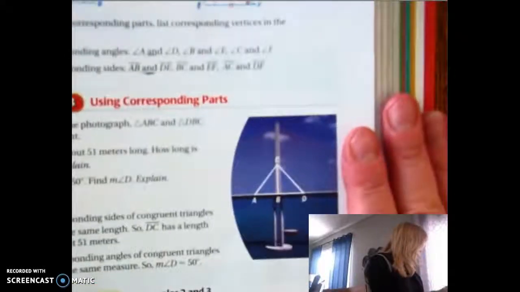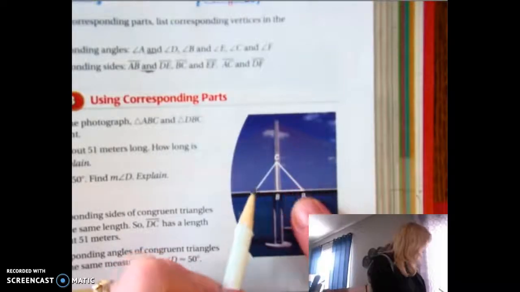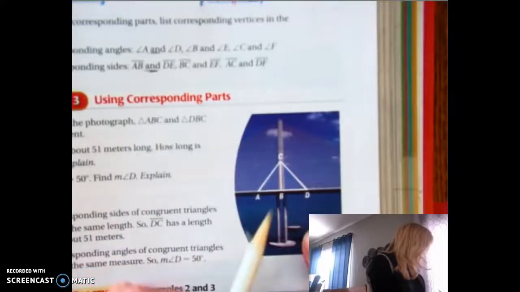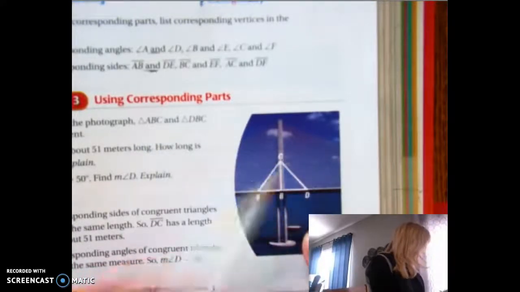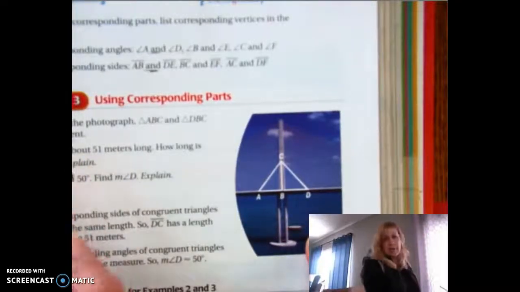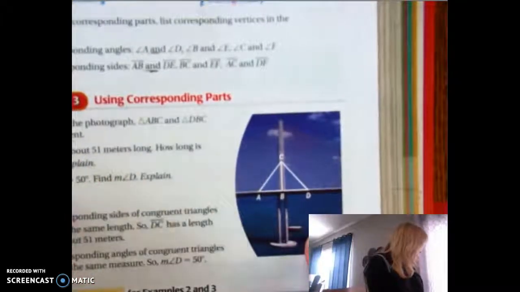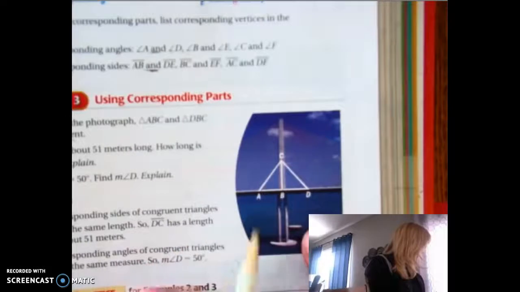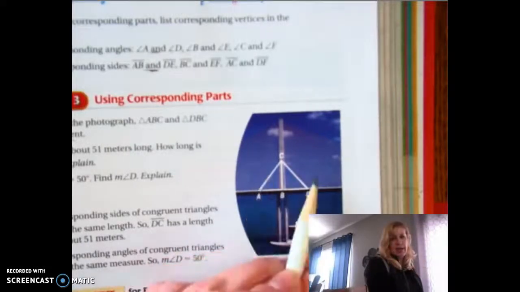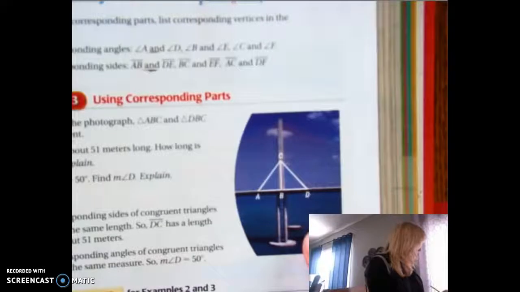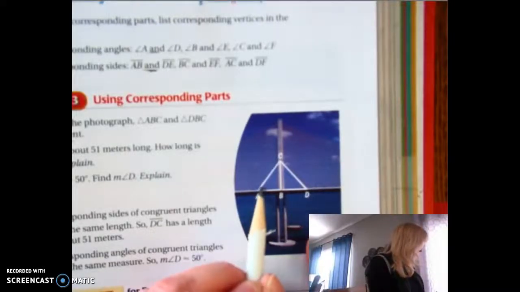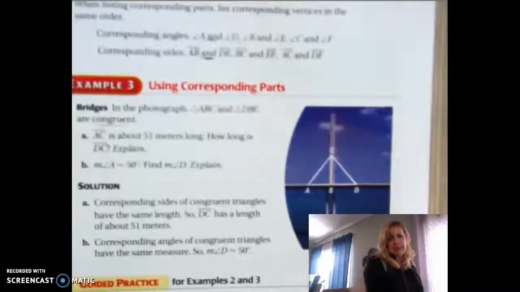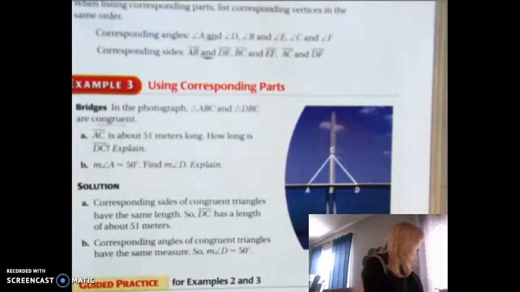So in this photograph over here, triangle ABC and DBC are congruent. Not just similar, they're congruent. So if angle C is 51 degrees, and that's right over here, angle D has to be 51 degrees. If angle A is 50 degrees, angle D must be 50 degrees. That's why it's truly congruent. They are equal.